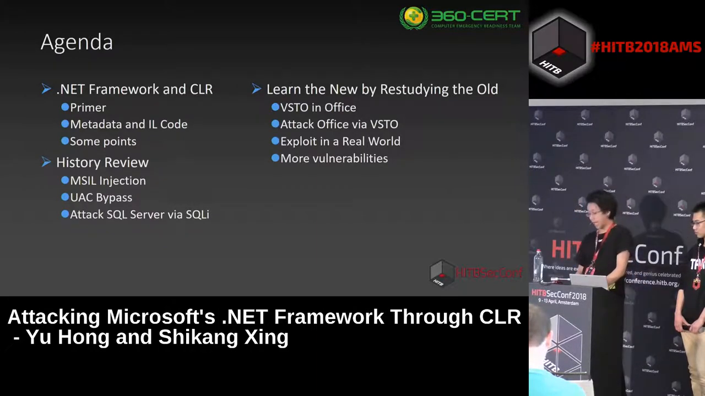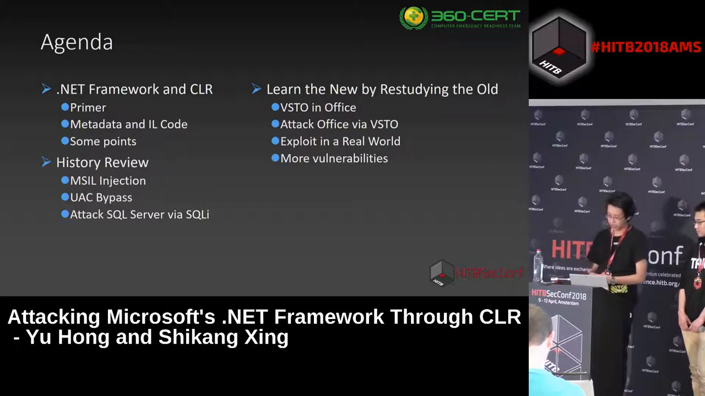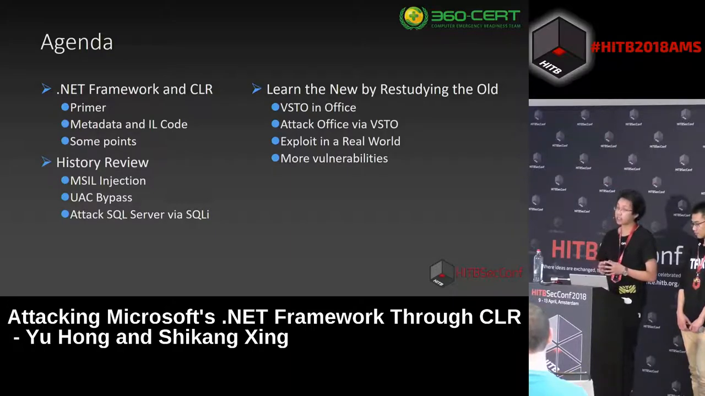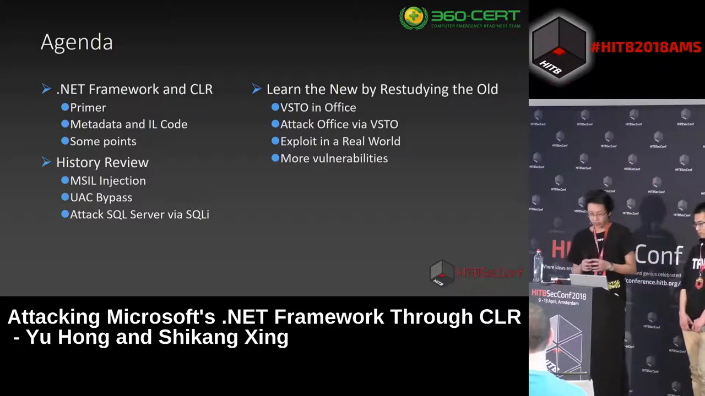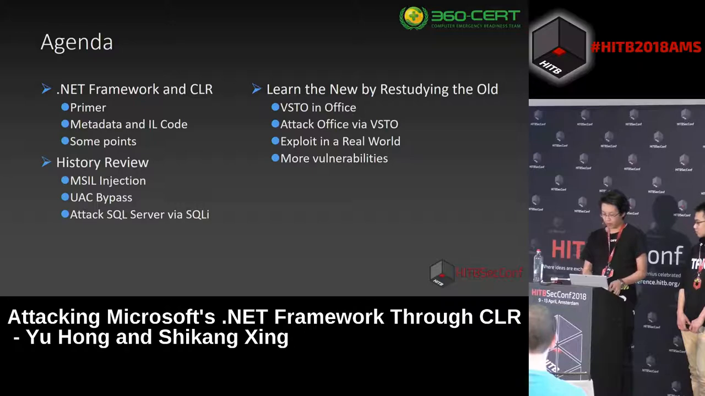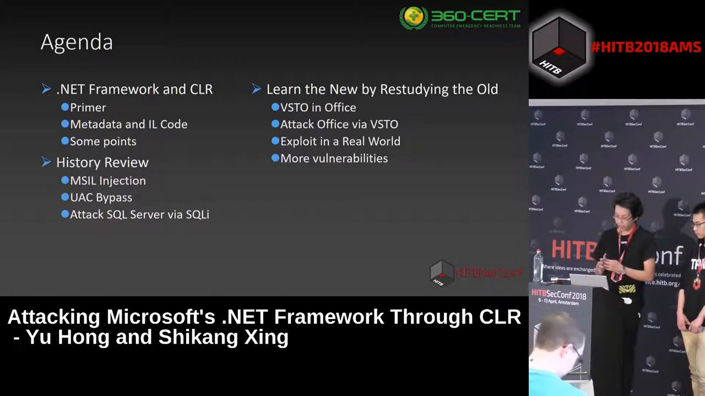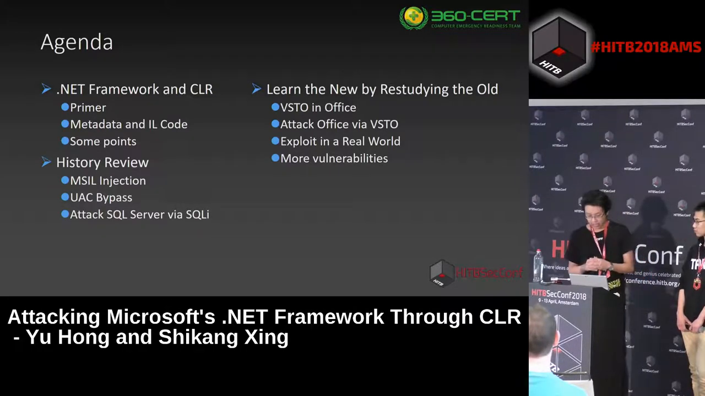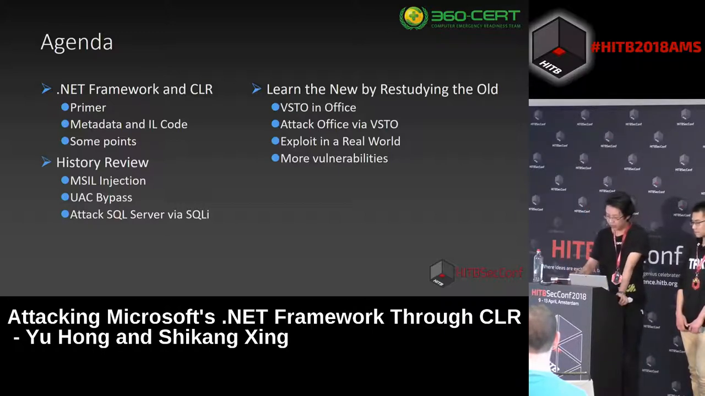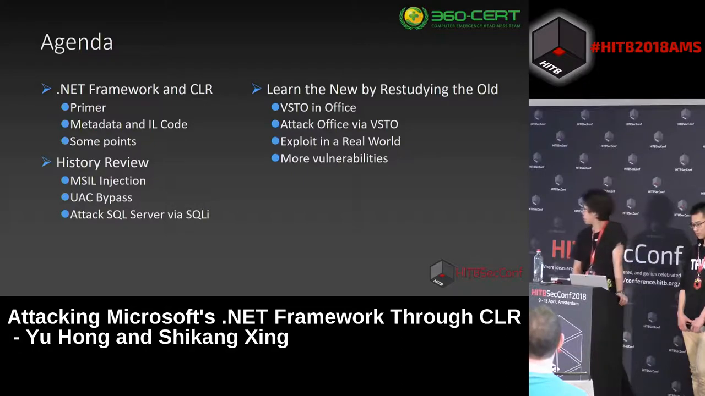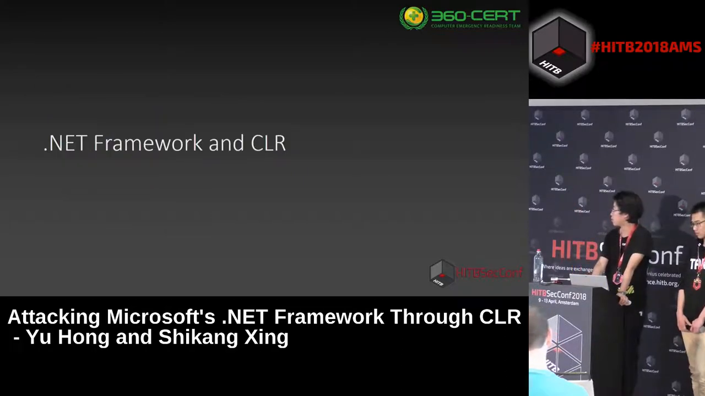Okay, this is the agenda. First, we will introduce some basics of the .NET framework and CLR. The core point is MSIL code, and some points we're interested in as possible weaknesses. Then we will review some security issues for CLR from before, and we can learn from the history. We will introduce the VSTO weakness and show some effects of VSTO attacks in the real world. Last but not least, we will introduce the fuzzing mode for CLR and how we can find more bugs from CLR security research.